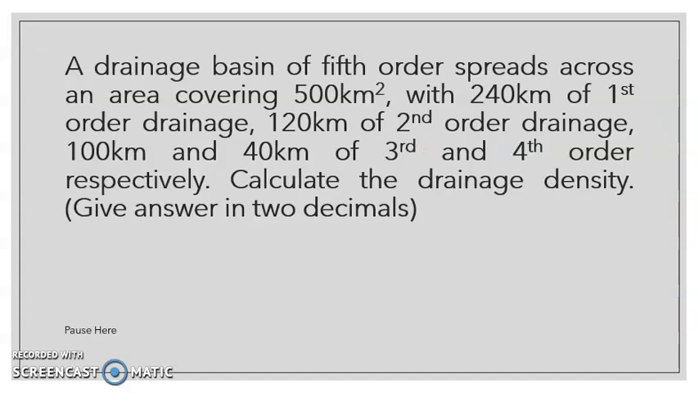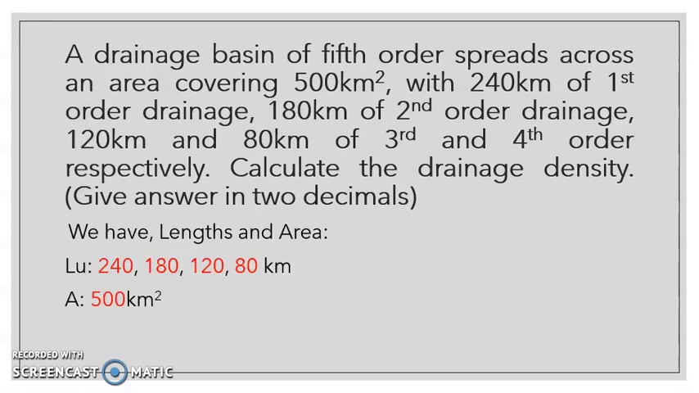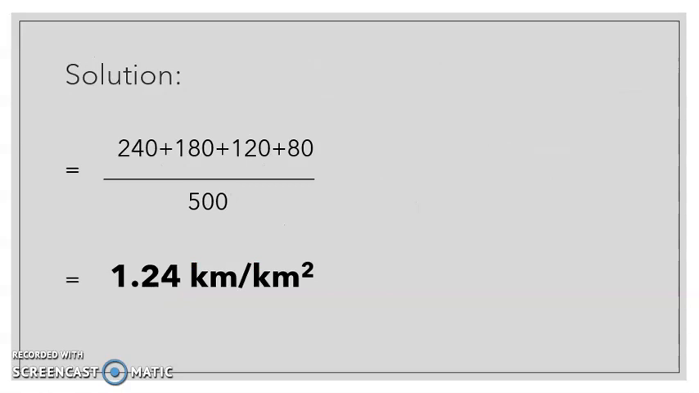So moving on. Here we are asked to calculate the drainage density, and we are given the lengths of all orders and area. So as I have mentioned many times previously, the drainage density can be calculated by the sum of all orders by area, and through that we get 1.24 kilometer by kilometer square.